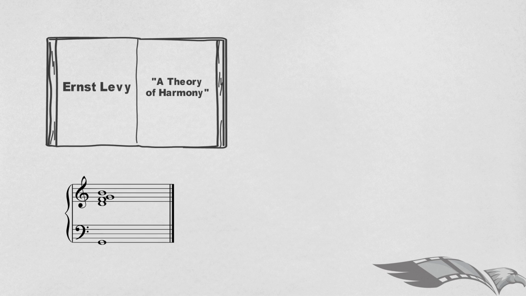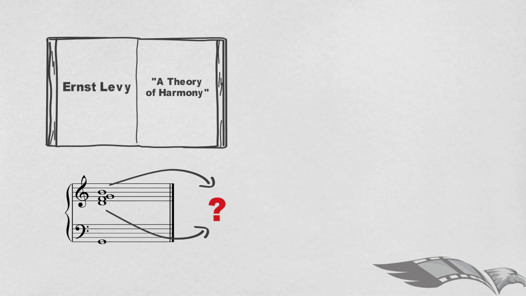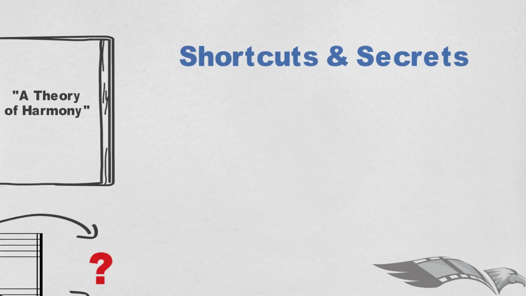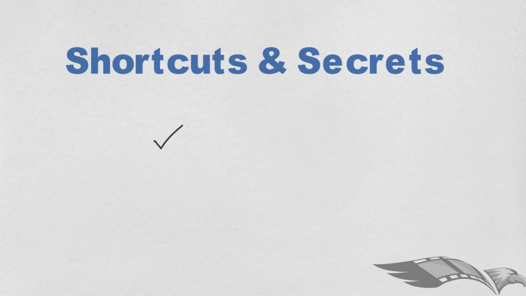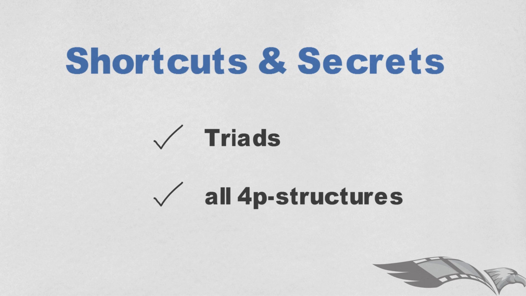The process of translating every note into the negative world separately is not very efficient and sometimes even confusing. Therefore, I would like to share some shortcuts and secrets which lead you to the same results, but much quicker. Especially with triads and all types of 4-part structures, like 9th chords, 11th chords and so on.